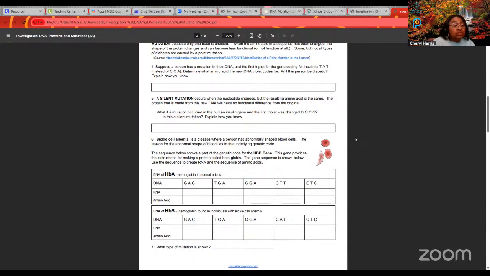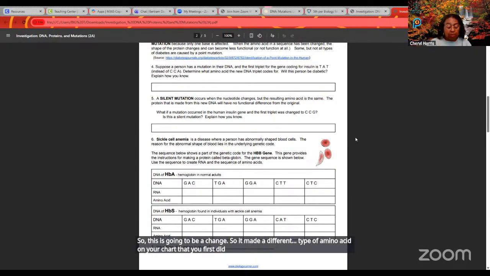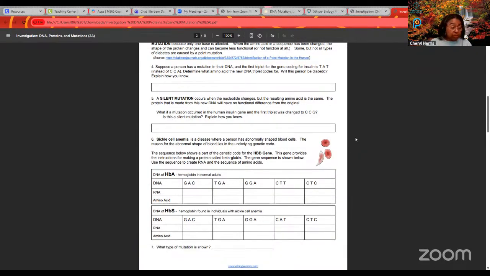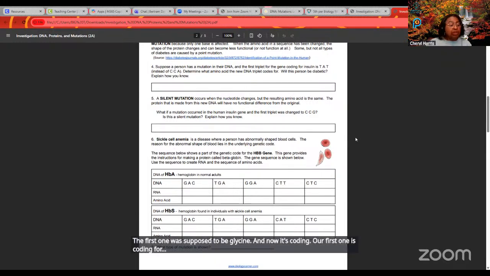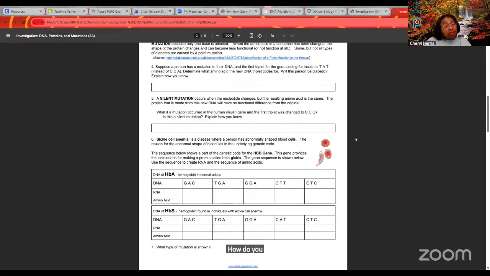So this is going to be a change. So it made a different type of amino acid on your chart that you first did at the top. The first one was supposed to be glycine. And now our first one is coding for something else. So yes. How do you know? Because it's coding for a different amino acid, therefore the protein will be different. Okay, it's like spelling your name wrong. All right, so I just gave you the answer to number 4.